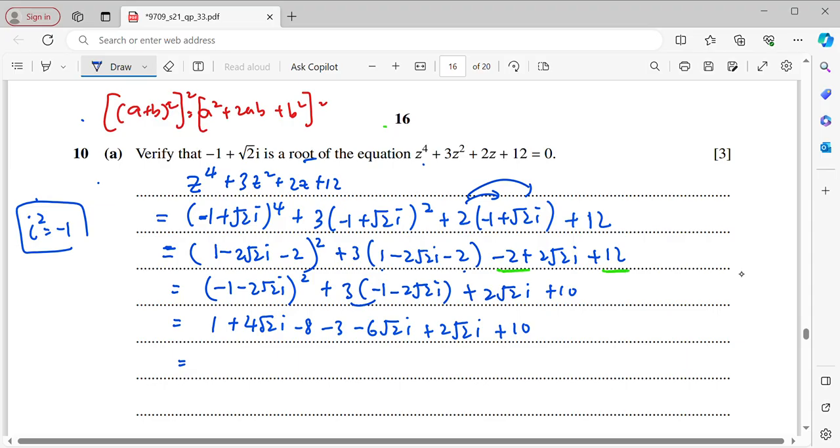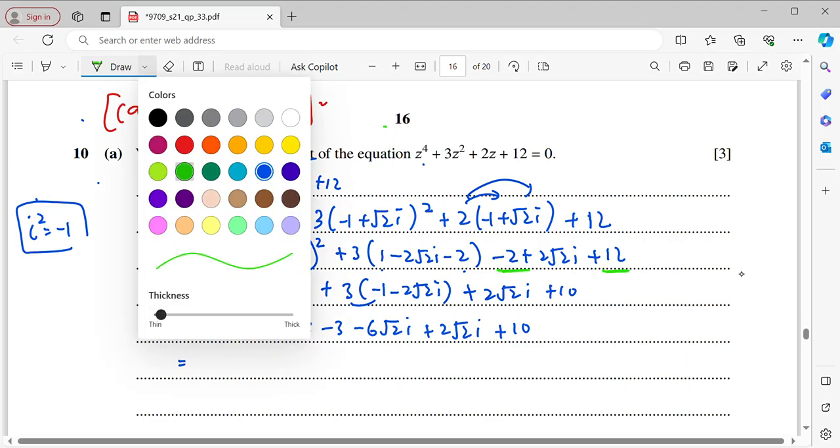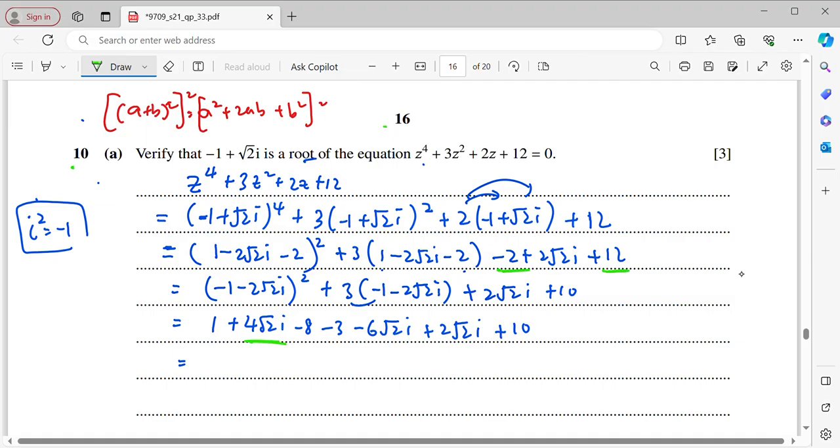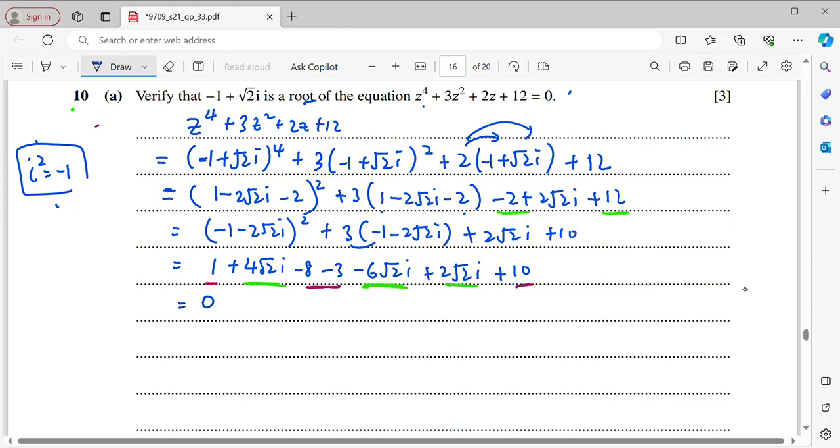So here, when you simplify, look at the terms. 4 root 2i plus 2 root 2i is 6 root 2i. Then you minus 6, that means it's 0. Okay, then followed by 1 plus 10 is 11. Then you minus 8 minus 3, that means it's 0. Okay, so once you have proven that it is 0 here, that means -1 plus root 2i is a root of the equation.